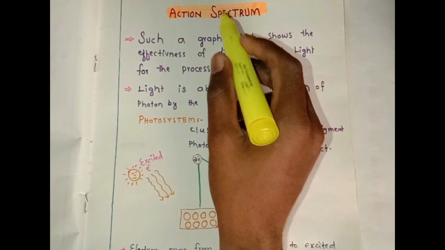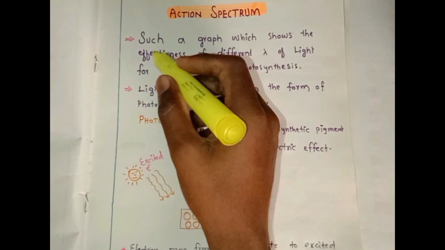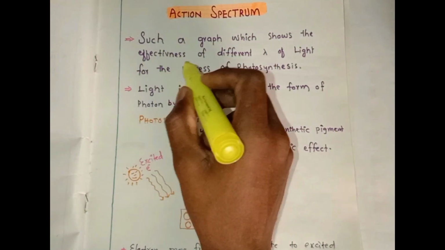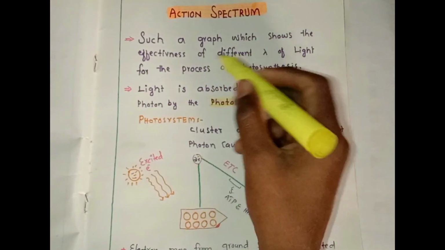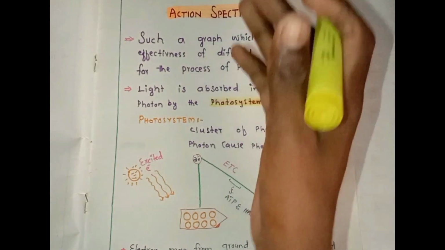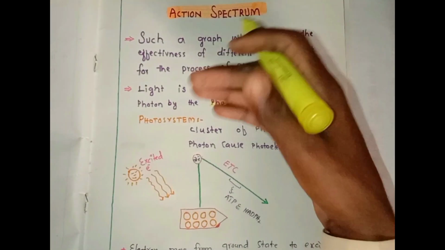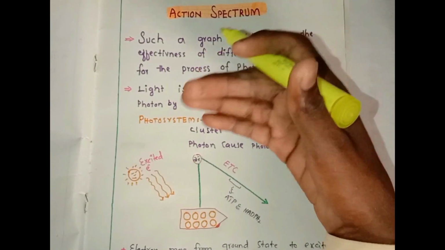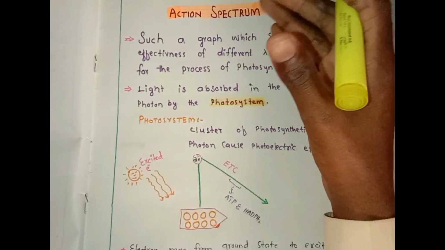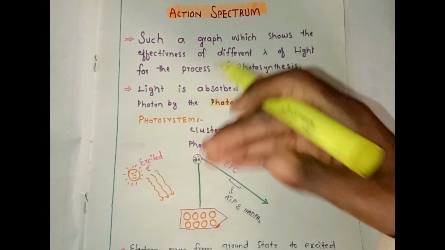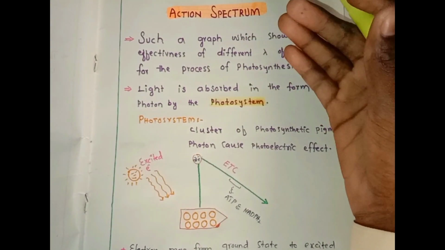Now the action spectrum. What is an action spectrum? It is a graph which shows the effectiveness of different wavelengths of light for the process of photosynthesis. The action spectrum shows which color is most effective for plants, and for which color the photosynthesis process is high or low. So this is the action spectrum.